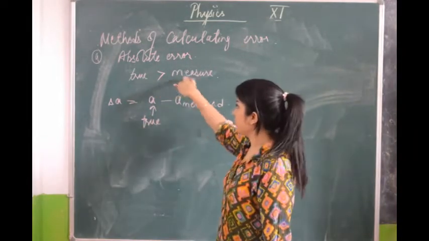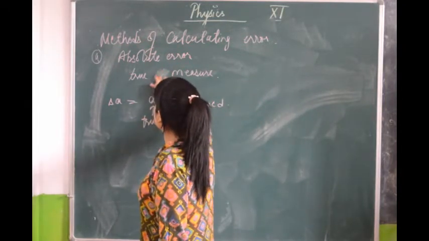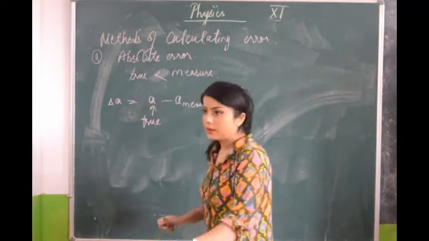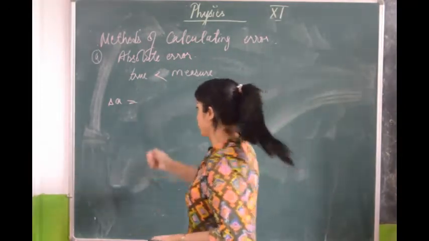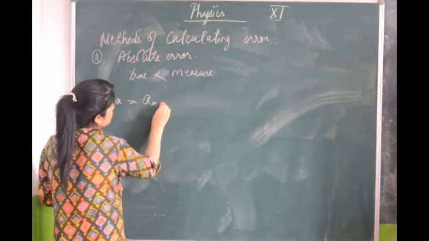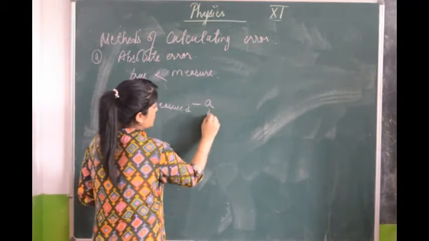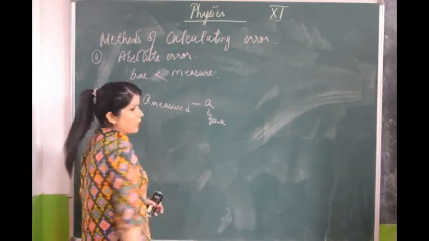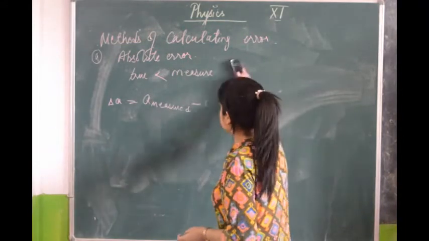If your true value is greater than the measured value. Suppose your true value is smaller than your measured value, then this will just be the opposite. It will be A measured minus A, that is the true value. Okay, this is an important formula. Please note it down.